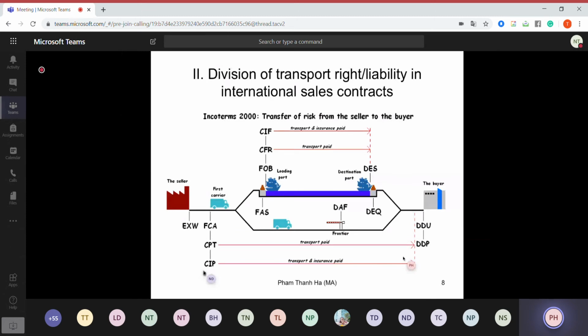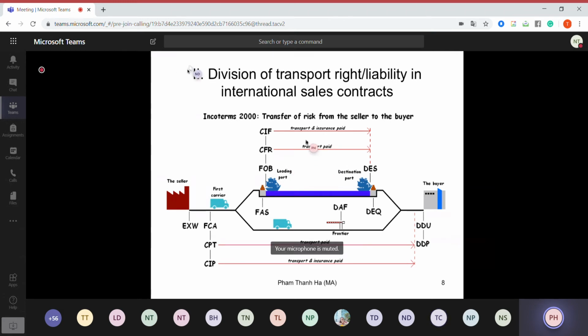All right. And how about the insurance liability that you also mentioned? It means, of course, for both CIF and CIP, the seller has the same responsibility to buy the insurance for the goods, covering any kind of loss or damage related to our goods that can happen during the transportation process.